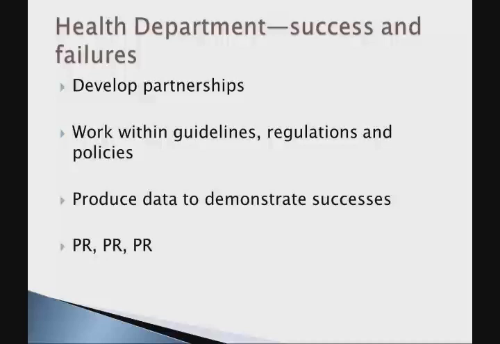Successes and failures in health department. First to discuss is the way to develop partnerships. Most of your teachers keep telling you how important networking is, and you actually will not believe how important it really is. When you get out at your internships, you will start to see how critical networking is.